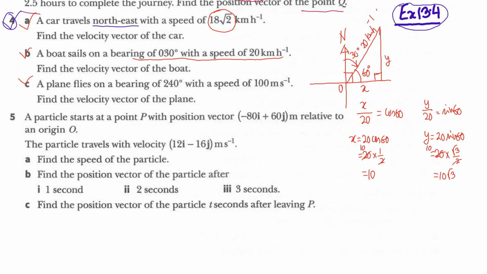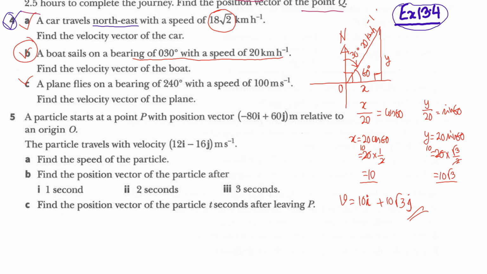So our final velocity vector we can write, because this is the component of the x direction and that is the component of the y direction. So just write here 10i plus 10 root 3 z, because on the y direction the unit vector is z, and this is the answer of question number B of question 4.